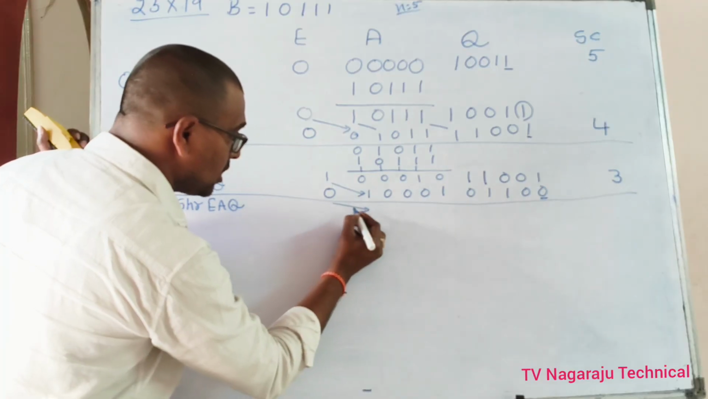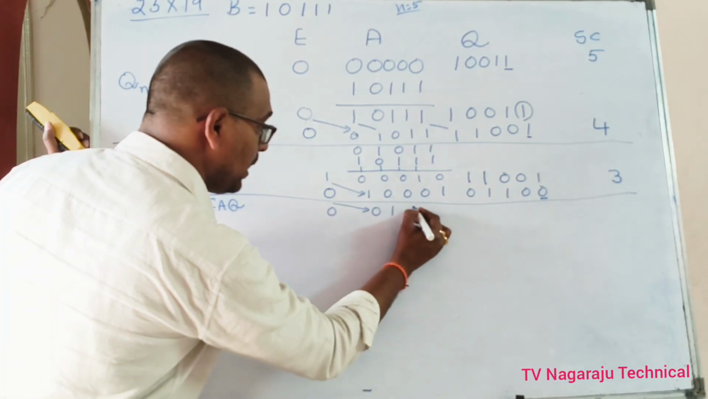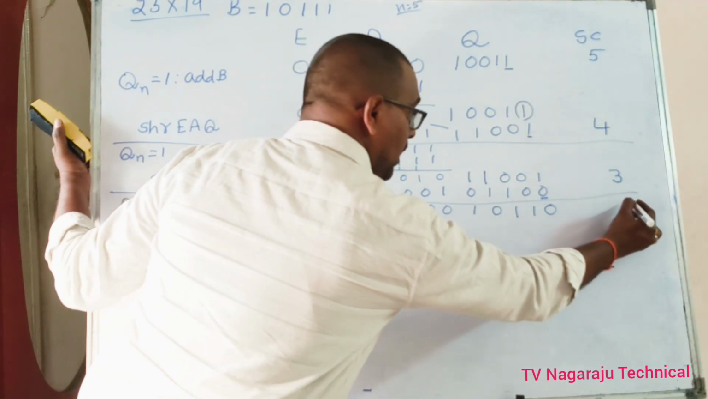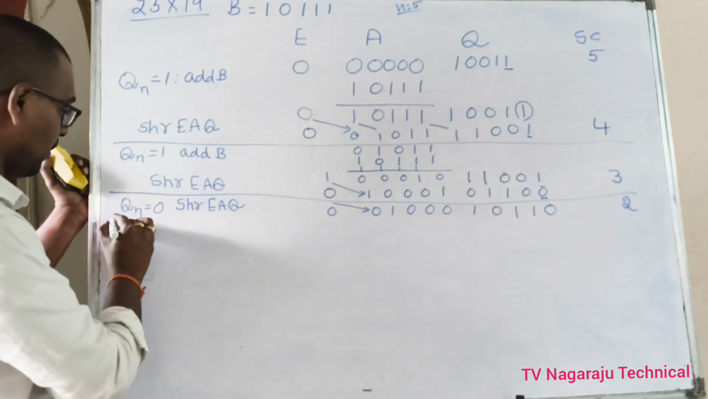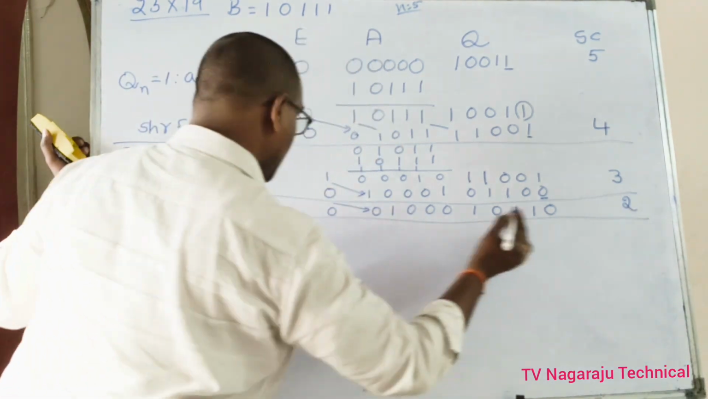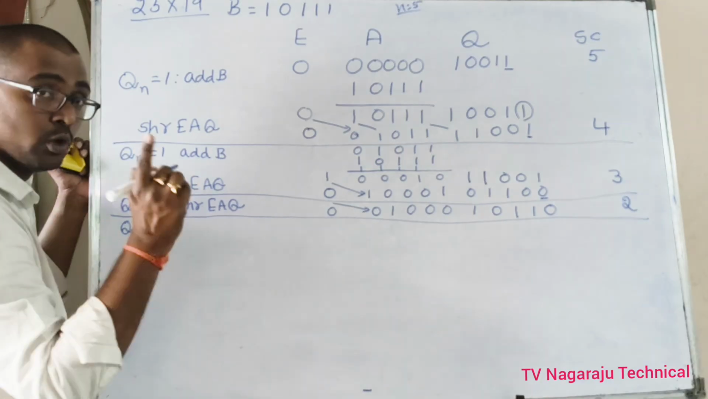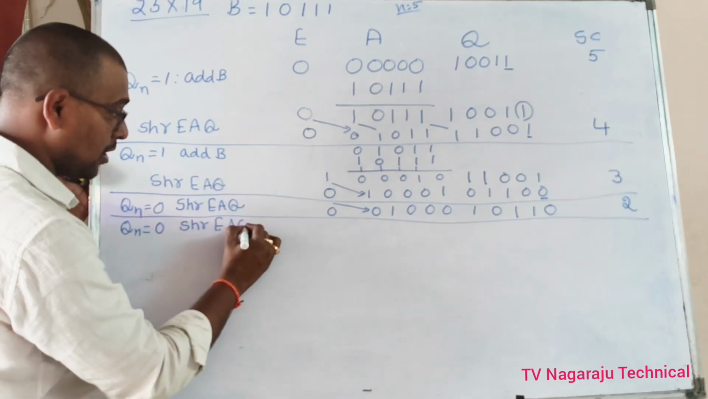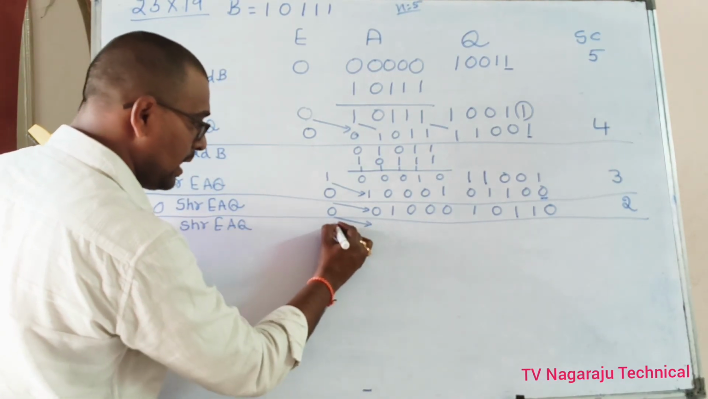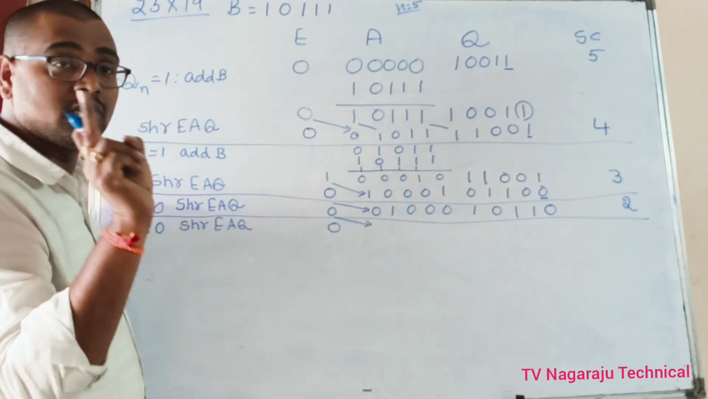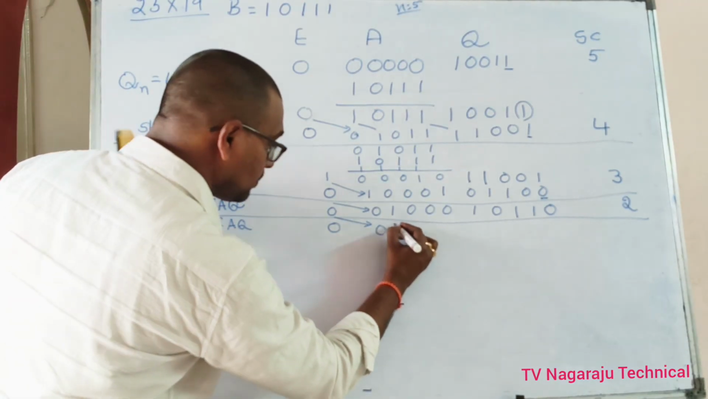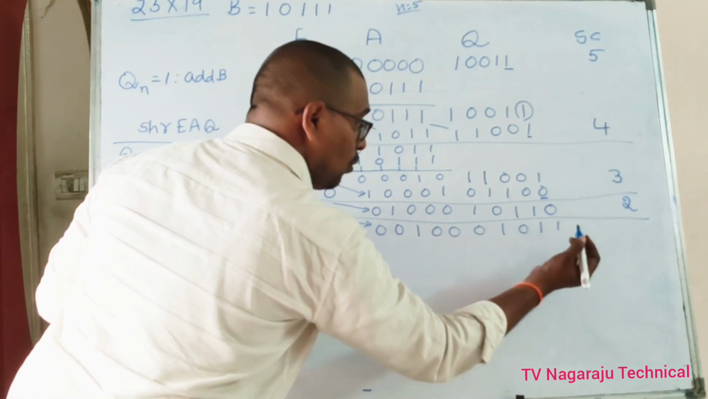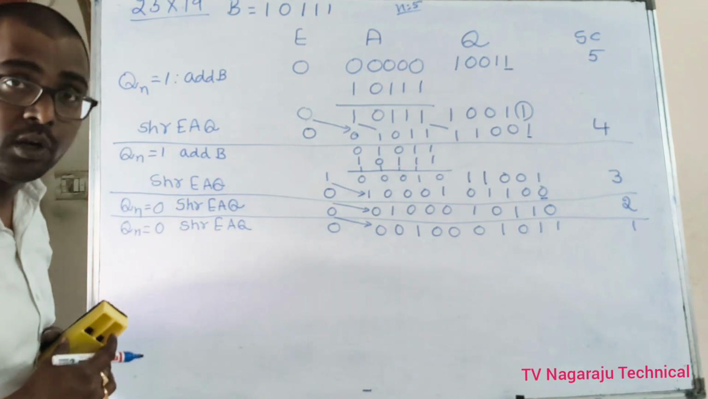So again shift right operation, 0 is inserted here. 0 1 0 0 0 1 0 1 1 0. And the sequence counter value is decremented by 1. My third iteration is also completed. Again check the Qn value. Qn is the last LSB position. Qn is equal to 0. Same, shift right EAQ. So this moves to here and we insert a 0. Remember, this is a logical shift, not an arithmetic shift. 0 0 1 0 0 0 1 0 1 1 and the sequence counter value is equal to 1.